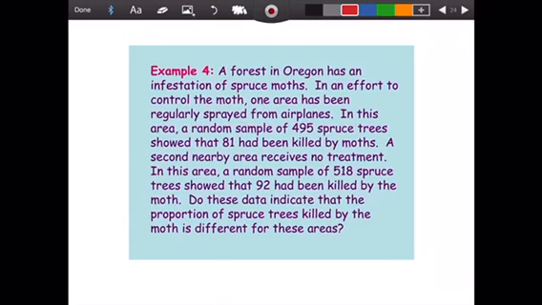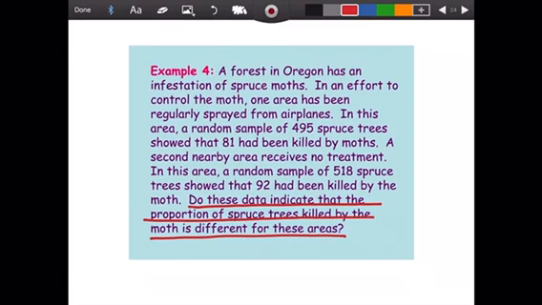All right, our final example. A forest in Oregon has an infestation of spruce moths. In an effort to control the moth, one area has been regularly sprayed from airplanes. In this area, a random sample of 495 spruce trees showed that 81 had been killed by moths. A second nearby area receives no treatment. In this area, a random sample of 518 spruce trees showed that 92 had been killed by the moth. Do these data indicate that the proportion of spruce trees killed by the moth is different for these areas?